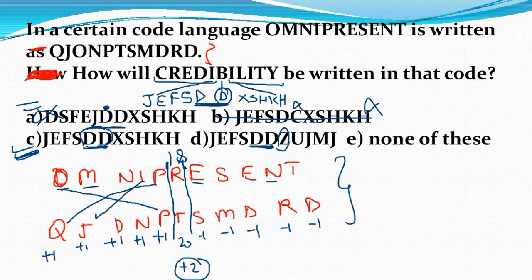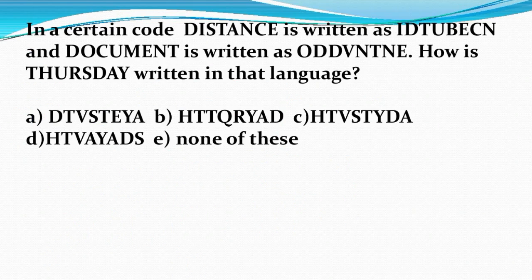So moving forward, coming to the next question. In a certain code, distance is written as this and the document is written as this. How is Thursday written in that language? First of all, we have to check the pattern, or the coding, between the distance and the coded form of this and the document and this.